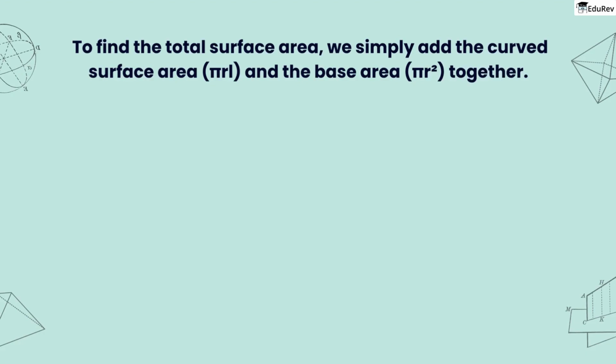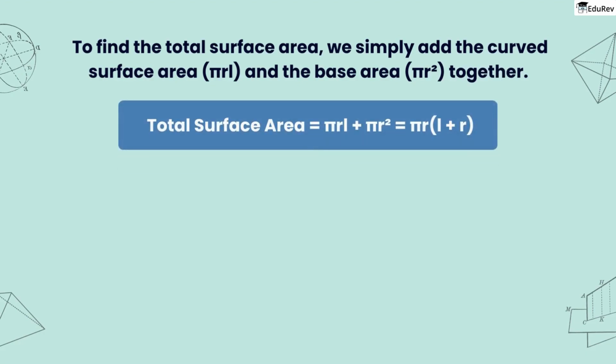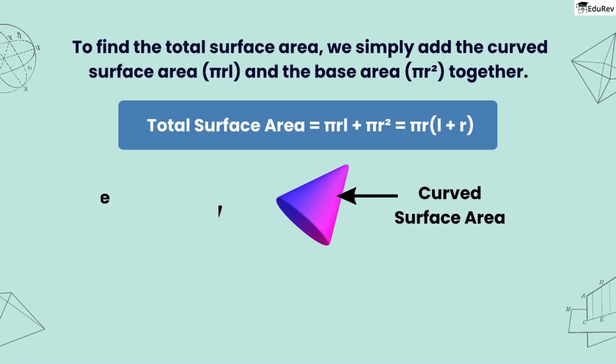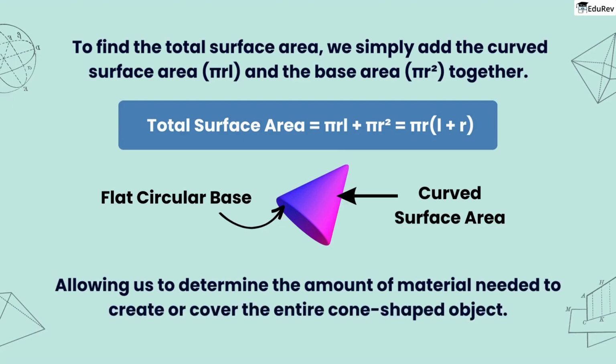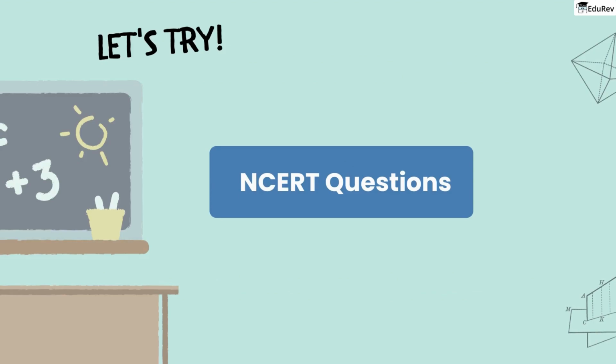Therefore, total surface area is equal to pi rl plus pi r squared, which is equal to pi r, l plus r. This formula gives us the combined area of the curved surface and the flat circular base, allowing us to determine the amount of material needed to create or cover the entire cone-shaped object. Now let us try a few NCERT questions to solidify our concepts.